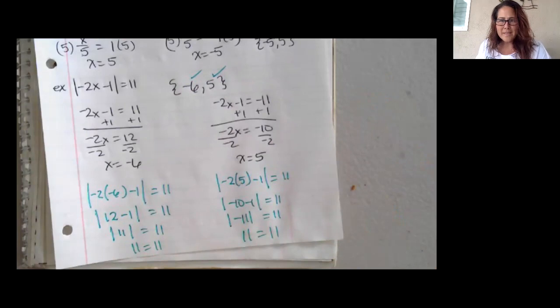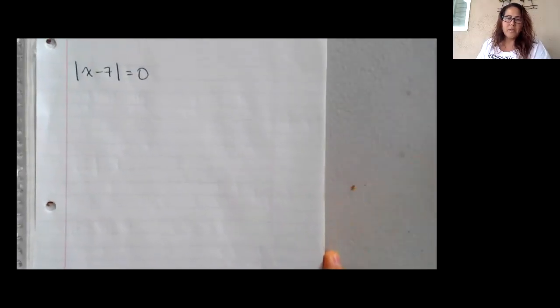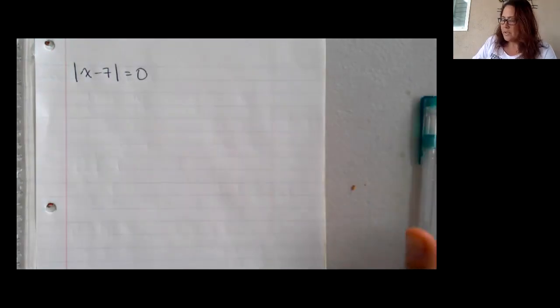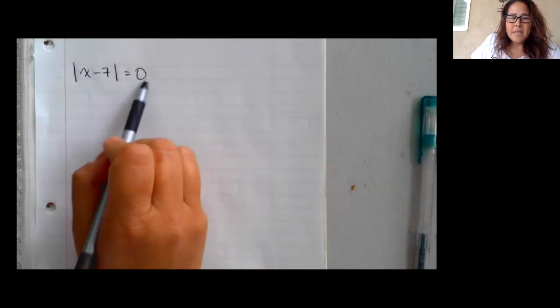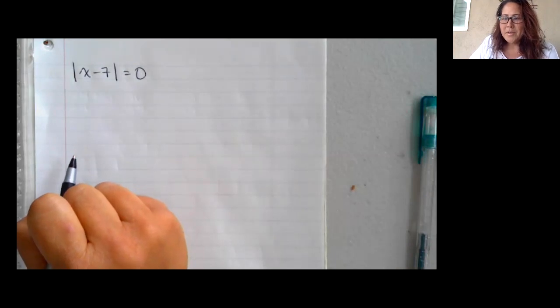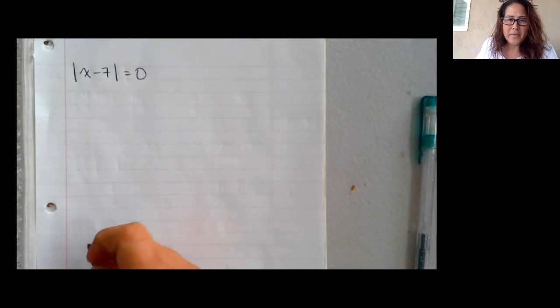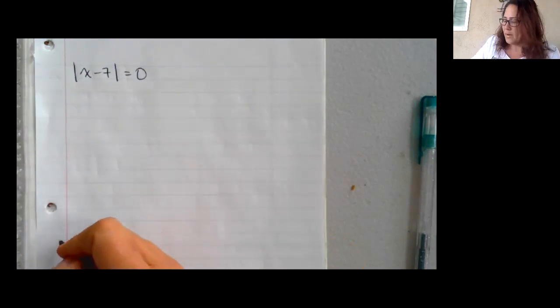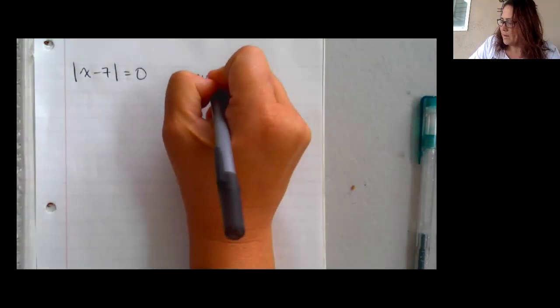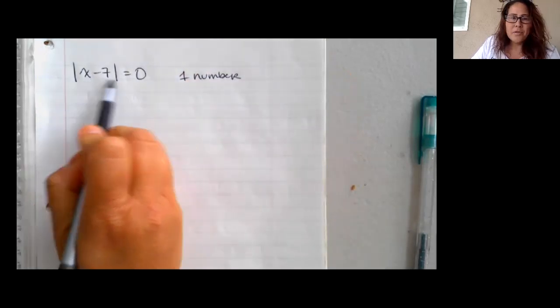All right, and the last example I want to give you is the other exception to the rule where you're going to get one solution. And you're going to get one solution when something's equal to 0. And that is because there is no -0. We don't have positive and negative zeros. It's just 0. So there's only one number that will work, that will make this true.